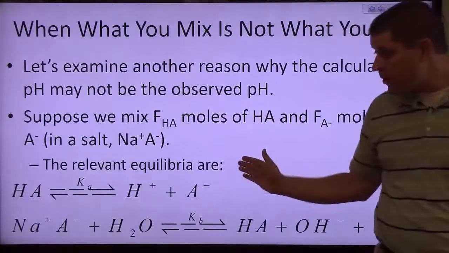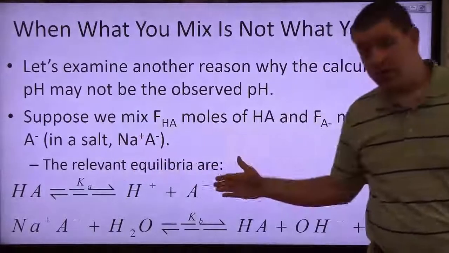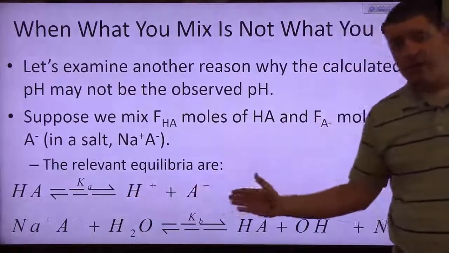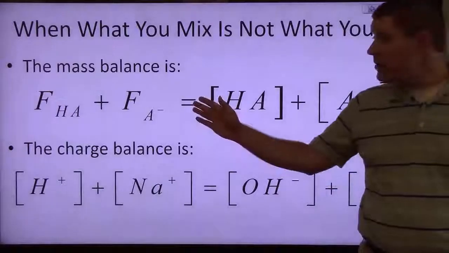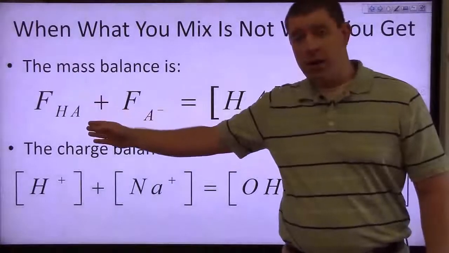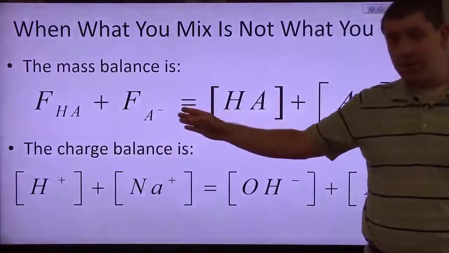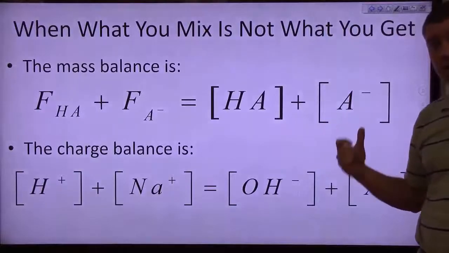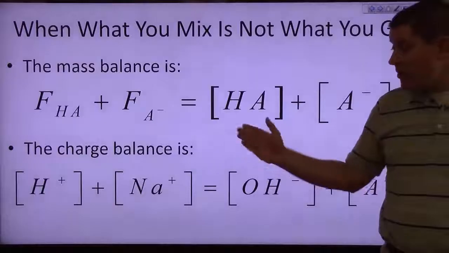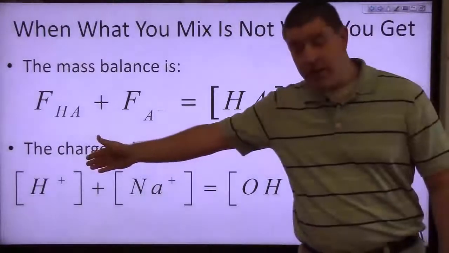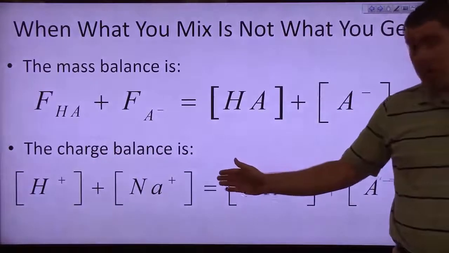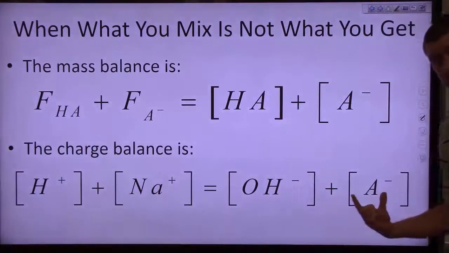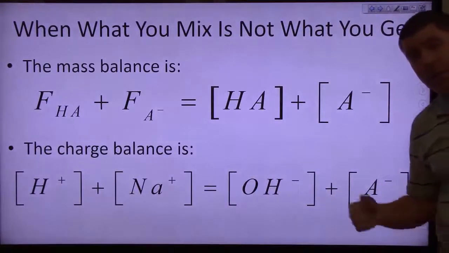Now the relevant equilibria would be the acid dissociation of our HA and the base hydrolysis of our A minus. Now the mass balance is the formal concentration of our HA plus the formal concentration of our A minus is equal to the concentration of HA plus the concentration of A minus. And the charge balance is the hydrogen ion concentration plus the sodium ion concentration is equal to the hydroxide ion concentration plus the concentration of A minus, our conjugate base.